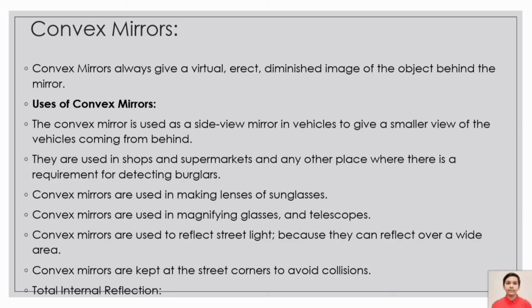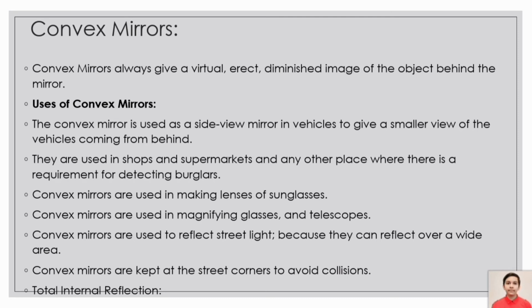And now we will read about convex mirrors. Convex mirrors always give a virtual, erect, and diminished image behind the mirror, because virtual always means behind the mirror. Uses of convex mirrors are: the convex mirror is used as a side view mirror in vehicles to give a smaller view of vehicles coming from behind. You can have a smaller and wider view of vehicles coming from behind.